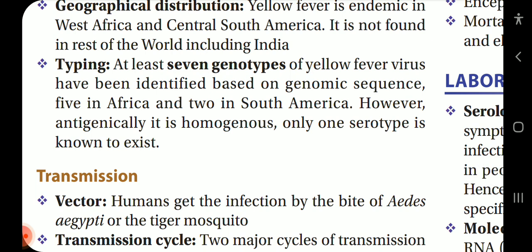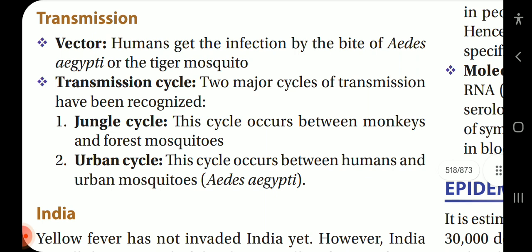Typing. At least 7 genotypes of yellow fever virus have been identified based on genomic sequence, 5 in Africa and 2 in South America. However, antigenically it is homogeneous, only one serotype is known to exist. Transmission. Vector: humans get the infection by the bite of Aedes aegypti or tiger mosquito. Transmission cycle. Two major cycles of transmission have been recognized: jungle cycle and urban cycle. Jungle cycle occurs between monkeys and forest mosquitoes. Urban cycle occurs between humans and urban mosquitoes, the Aedes aegypti.